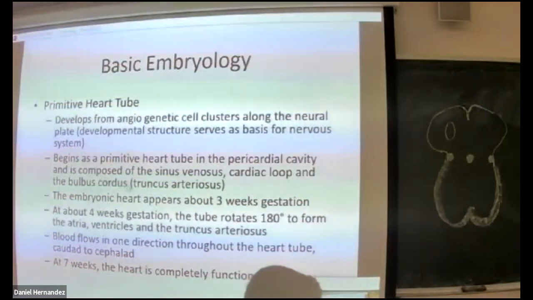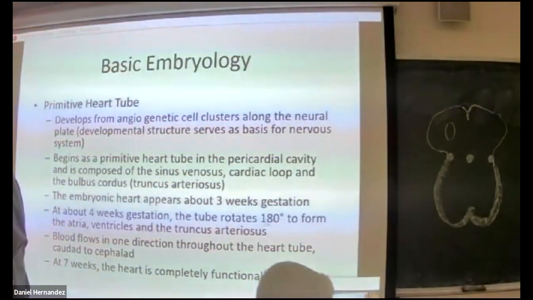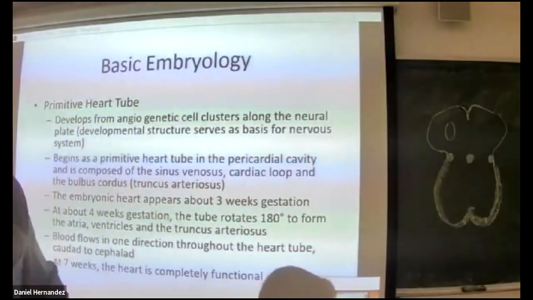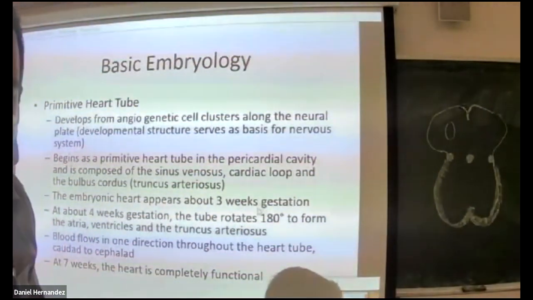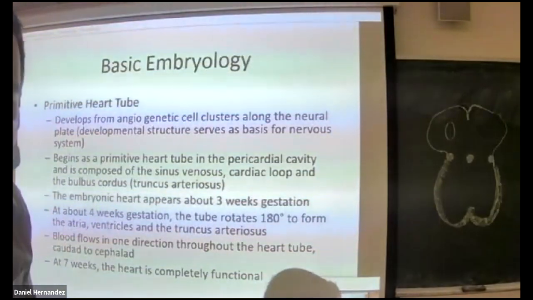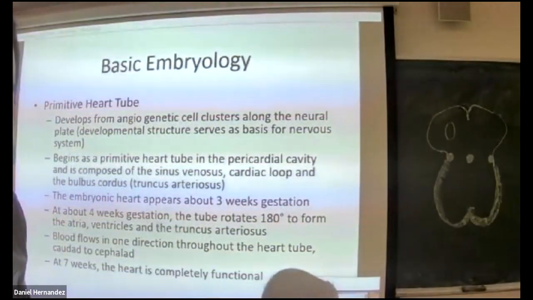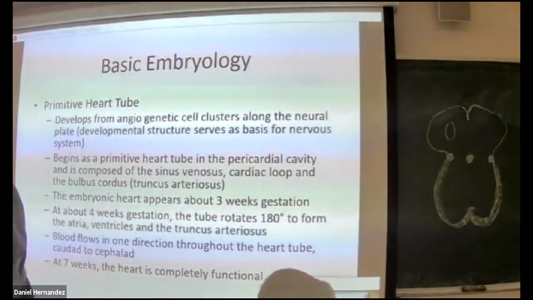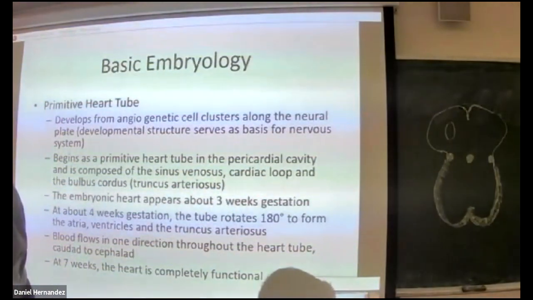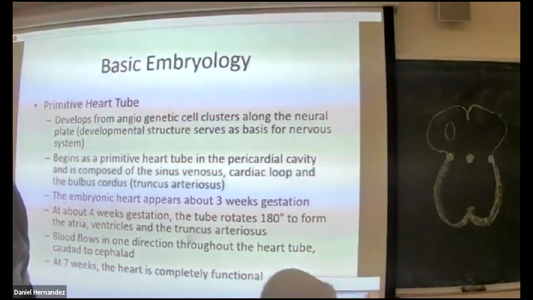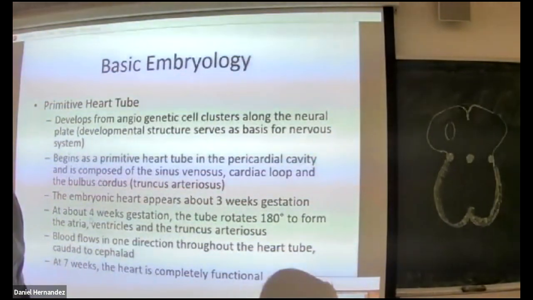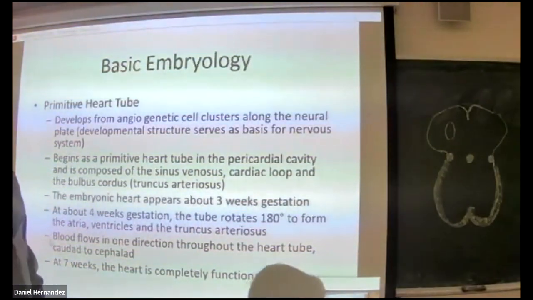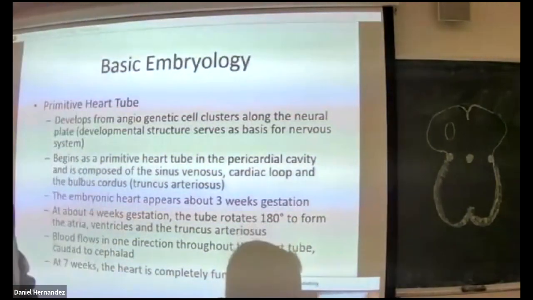The embryonic heart appears about week 3 in gestation. At about week 4, the tube will rotate 180 degrees to form the atria, ventricles, and the truncus arteriosus, and blood flows through this tube in a single direction. And then by about 7 weeks, the heart is completely functional.